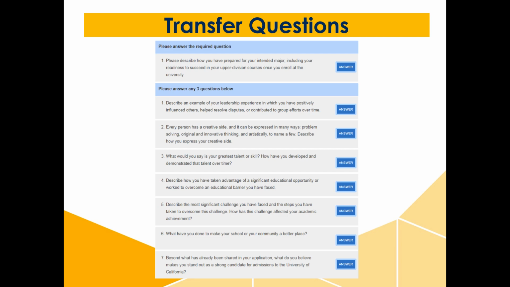The reason why I like to talk about the first one is because it's a question that oftentimes confuses students a little bit, because it states, please describe how you have prepared for your intended major, including your readiness to succeed in your upper division courses once you enroll at the university. And so oftentimes students take this in a very literal sense, which I don't blame them.